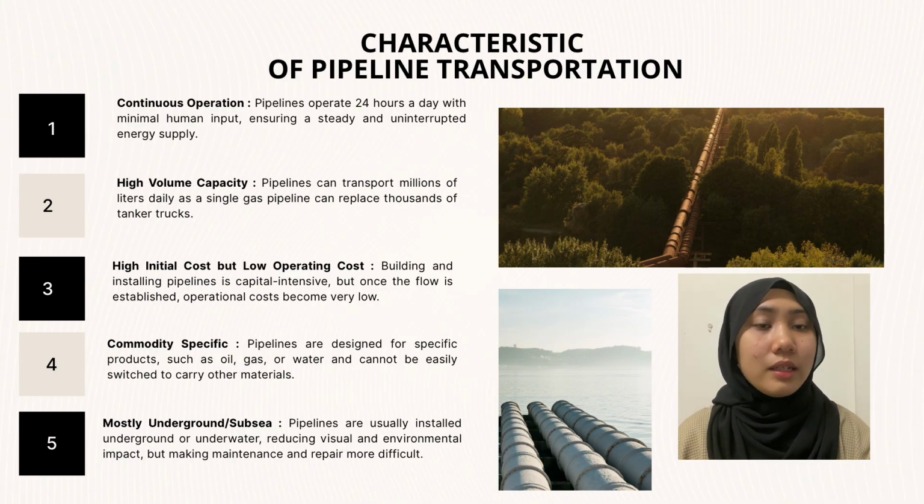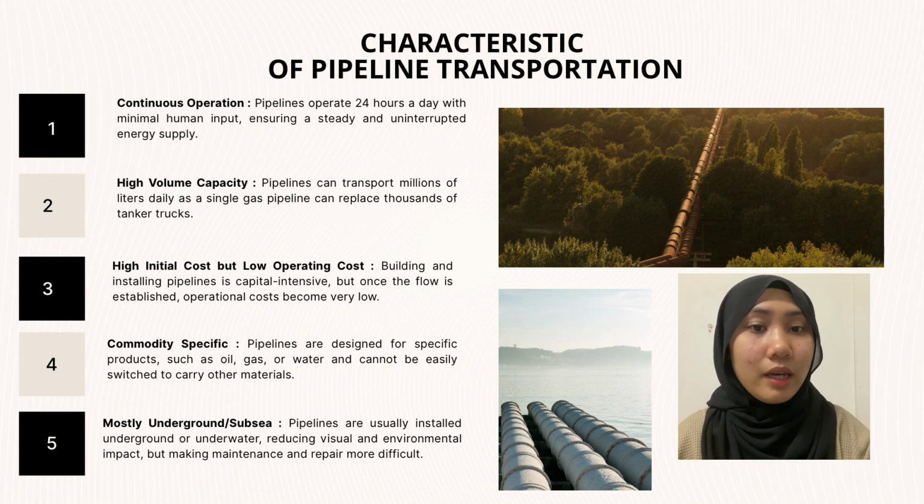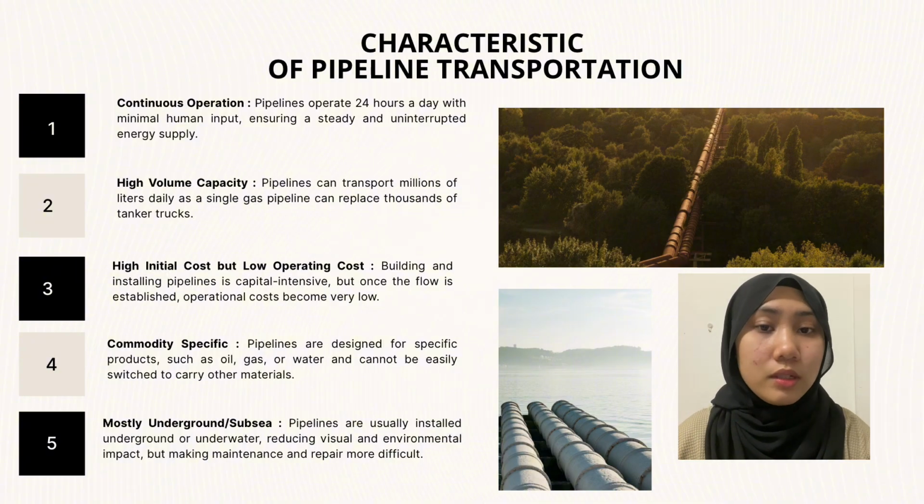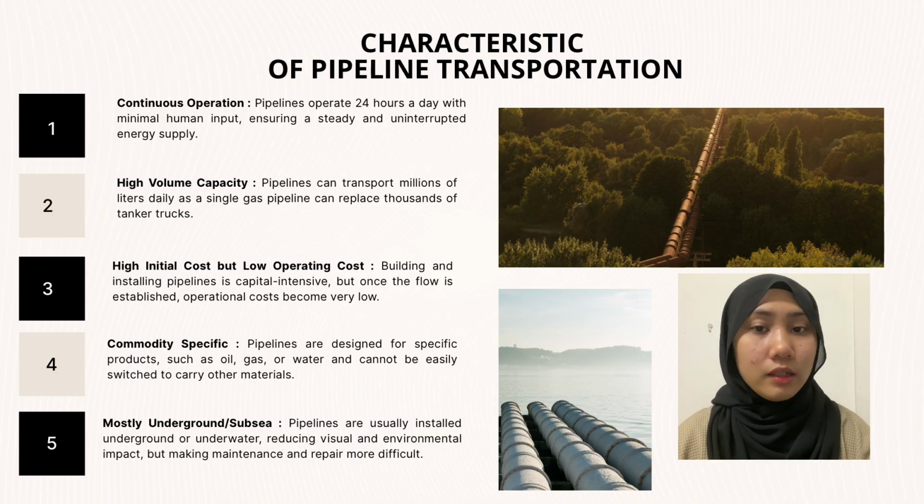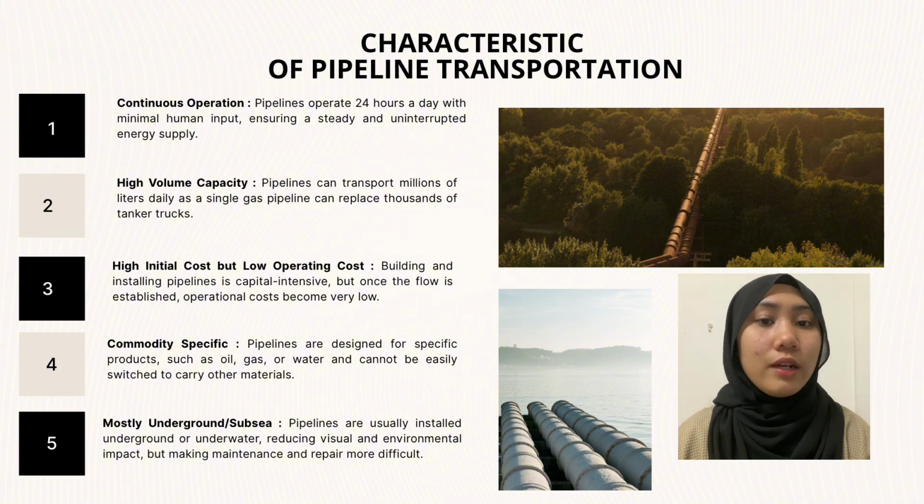Next, high initial cost but low operating cost. It is because building and installing a pipeline is capital intensive, but once the flow is established, operational costs become very low. Next characteristic is commodity specific. Pipelines are designed for specific products such as oil, gas, and water, and cannot be easily switched to carry other material. The last characteristic is mostly underground and subsea. Pipelines are usually installed underground or underwater, reducing visual and environmental impact, but making maintenance and repair more difficult.